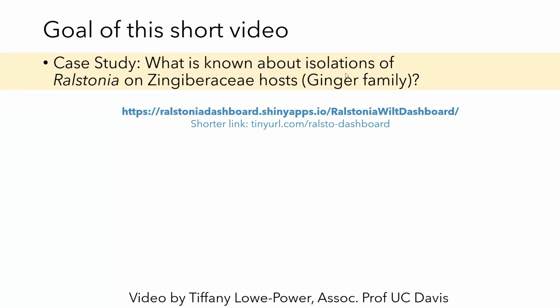And there are strains of Ralstonia that can cause rot and wilt diseases of these hosts, and they can infect those rhizomes, which can allow them to move through agricultural systems. The dashboard does not cover all of the epidemiology. It covers where strains have been reported as being isolated on these hosts in the literature.